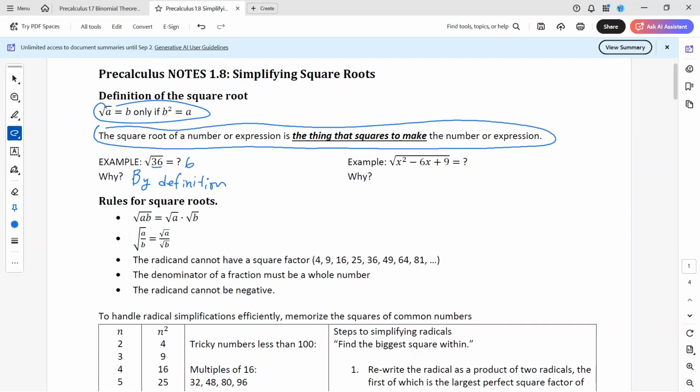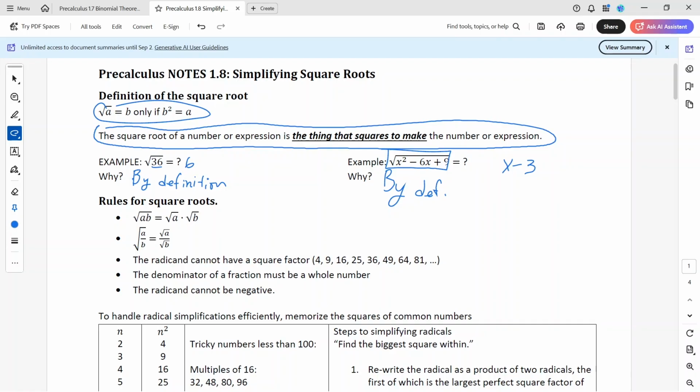What's the square root of x squared minus 6x plus 9? Well, of course, it's x minus 3. Why? Well, because x minus 3 is the thing that squares to make x squared minus 6x plus 9. That's the definition. So in algebra, you start seeing more expressions like this. By the way, there's a little bit of a caveat about this that we should talk about later, but for now I'll just leave it at x minus 3.